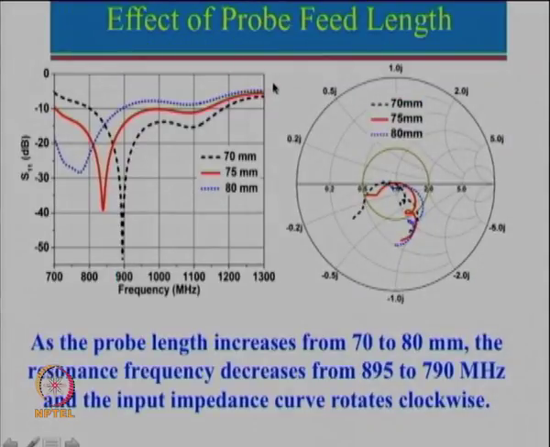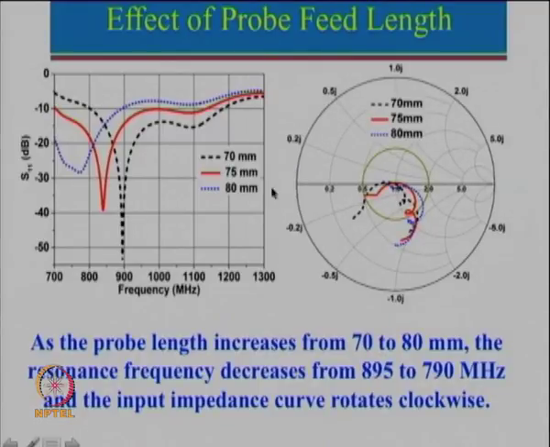So the first effect is the effect of the probe feed length. Here you can see the S11 plot as well as the impedance plot for three values of the probe feed length: 70 mm, 75 mm, and 80 mm. This is the plot for 70, this is the plot for 75, and 80. So, if we increase the probe length from 70 to 80, what will happen?